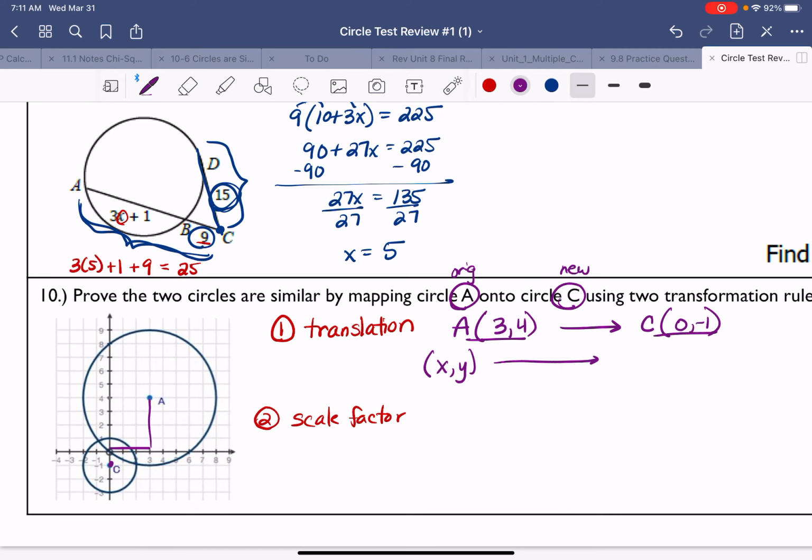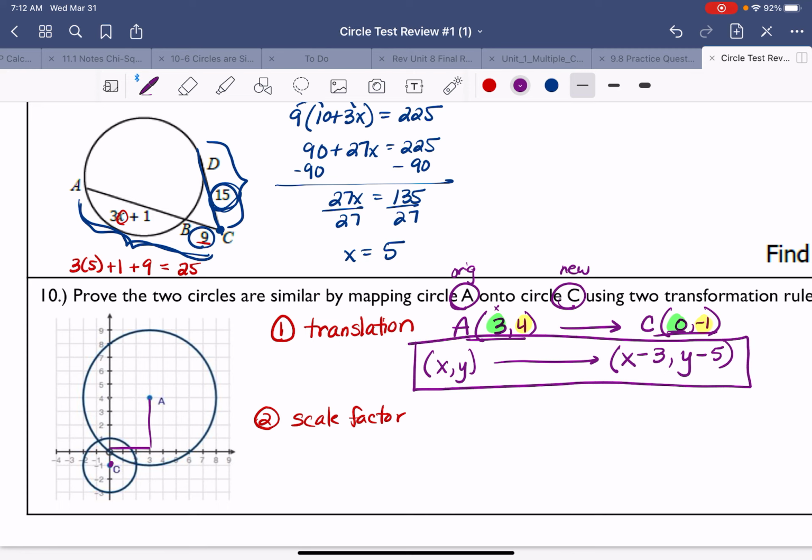So you got to ask yourself, how do I get from 3 to 0? And remember, with translating, you're only adding or subtracting numbers. So what number do I add or subtract to 3 to get to 0? Well, I got my original x, and I had to subtract 3 to get to 0. And then I do the same thing with my y. So to get from my original y value to the new one, you had to subtract 5. So to get from 4 to -1, you had to subtract 5. So there you go. That's pretty much half of the battle right there, as you came up with your translation rule.